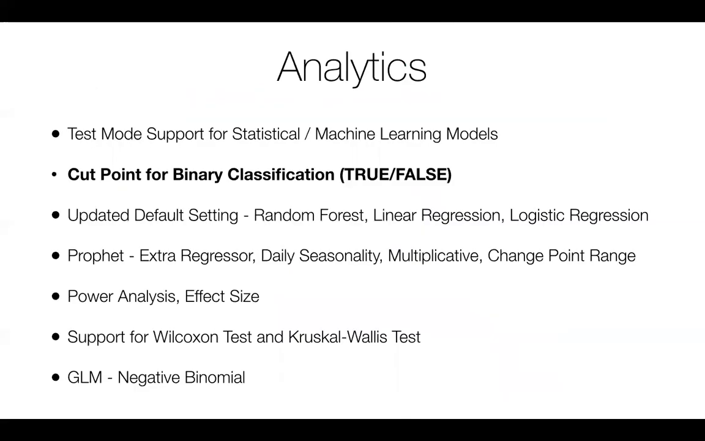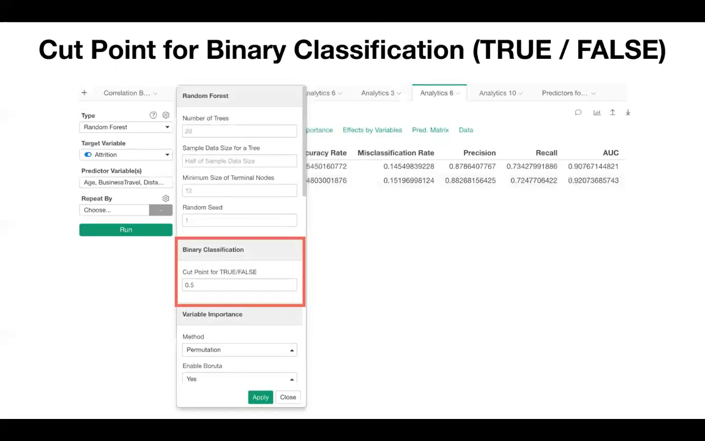So the next one is a cut point for binary classification. Binary classification is about predicting whether something is true or false. And in that case, the important thing is where the cut point is. Typically, let's say it's 0.5. That means a probability greater than 50% becomes true, and less than 50% becomes false, and so on. This used to be a default setting of 50%. You couldn't change it, but from 5.3, you can change it.